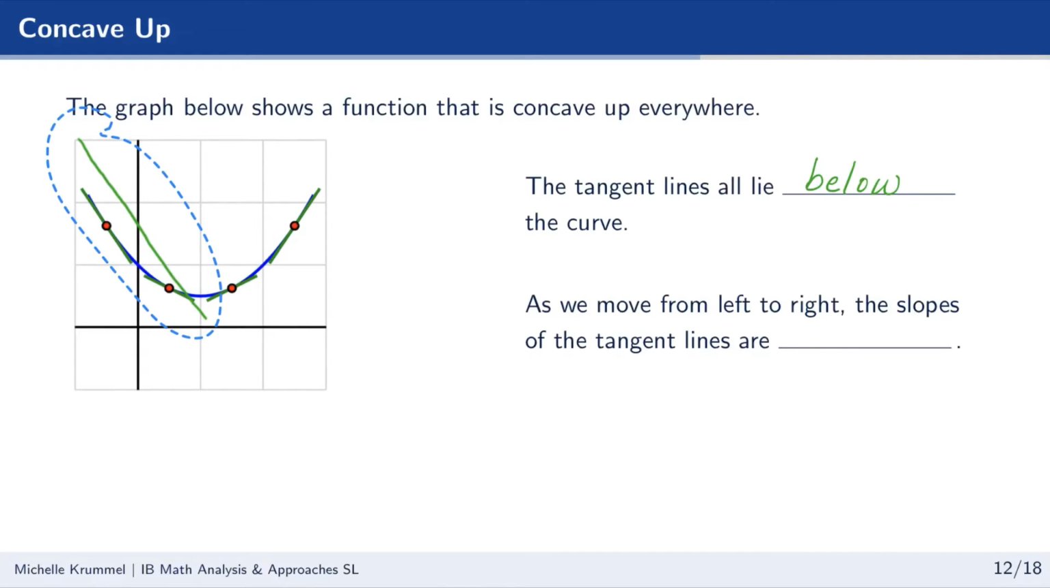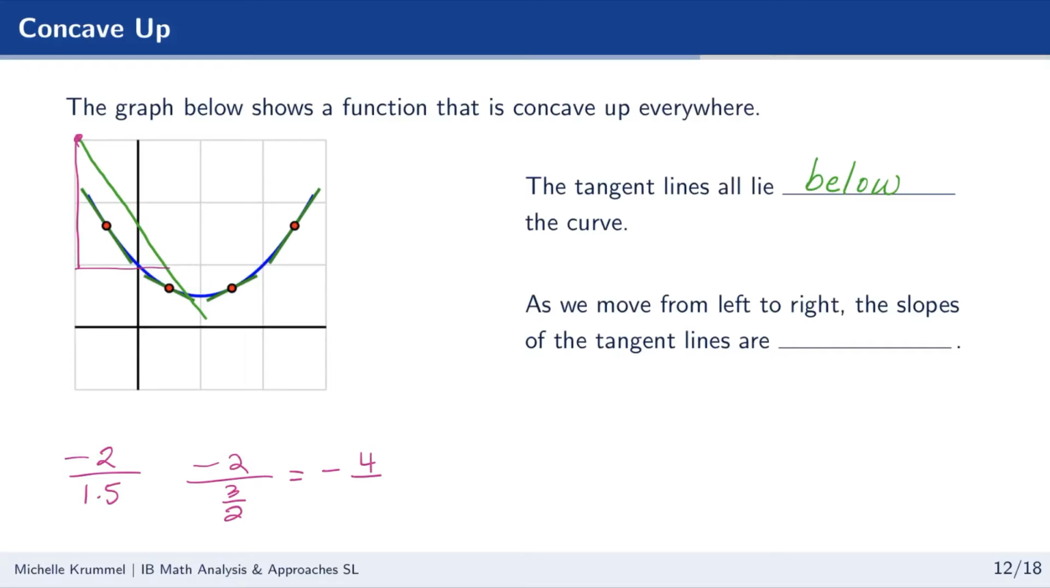Okay, so it looks like for slope, if I'm starting at this point, I'm going down 2 and over 1.5. So down 2 and over 1.5. That's negative 2 over 3 over 2, which is negative 4 over 3, which is about negative 1.3. I don't need to be perfect with this. It's just an approximation. So I'm going to say negative 1.3 there. All right, and then let's try and estimate this one as well.